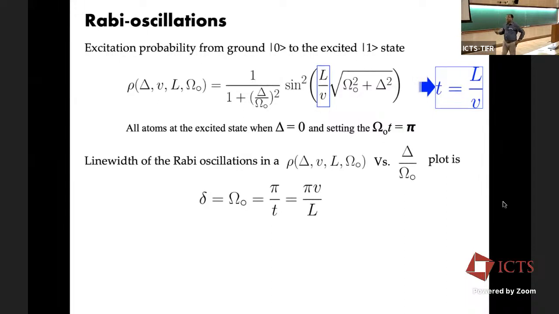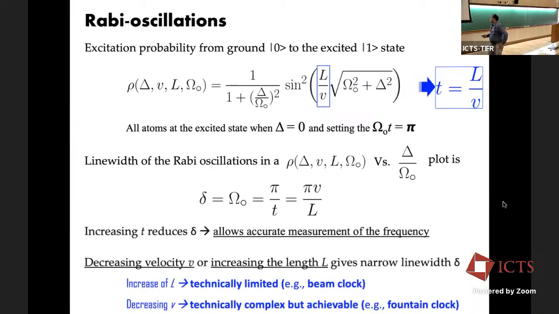Okay, and what do I want to make a precise measurement? I want to have this line width as narrow as possible, right? Then I will have a better chance to measure the center frequency. How do I do that then? So I can either increase L, so I can have a very long interaction zone, or decrease the velocity, right? And how do I do that? So increasing L means increasing the interaction length.